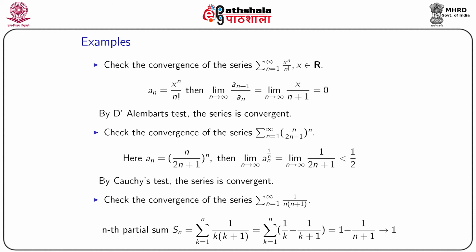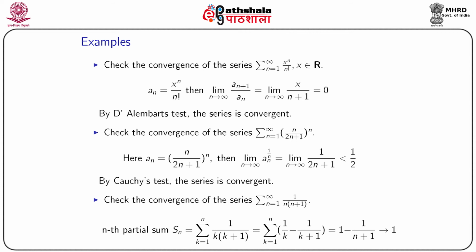For the second example, consider the series sum over n from 1 to infinity of (n over 2n plus 1) to the power n. So this is my a_n, n over 2n plus 1 to the power n. If I take the nth root, that means a_n to the power 1 over n, and check the behavior as n tends to infinity, taking the limit as n tends to infinity, we are left with the limit of n over 2n plus 1, which is 1 over 2, and this is less than 1. So by Cauchy's test, this series is convergent. As a third example, consider the series 1 over n times n plus 1.